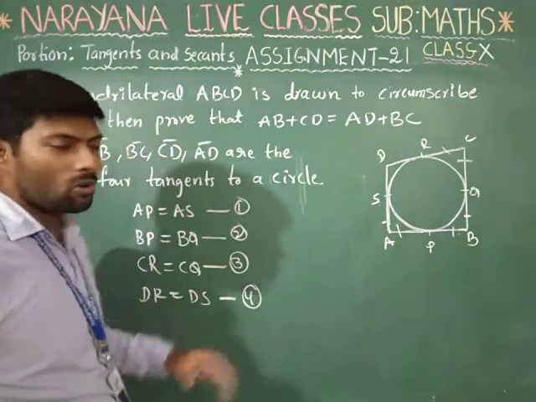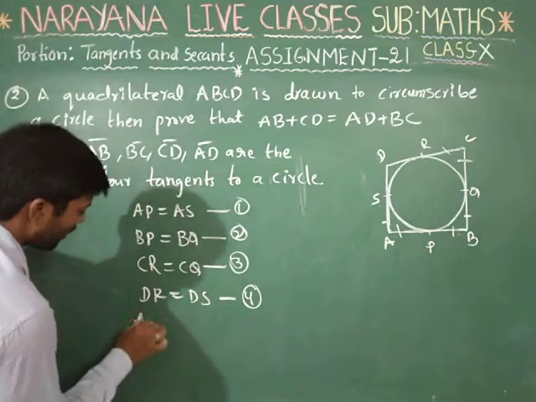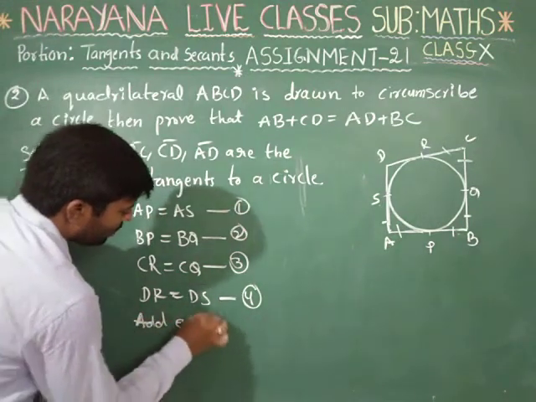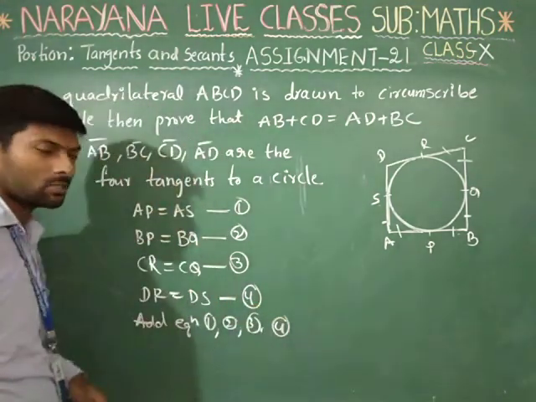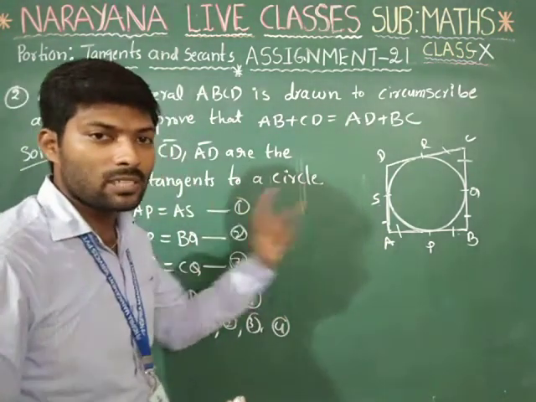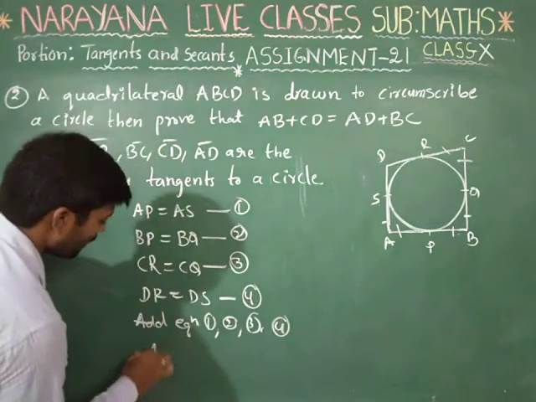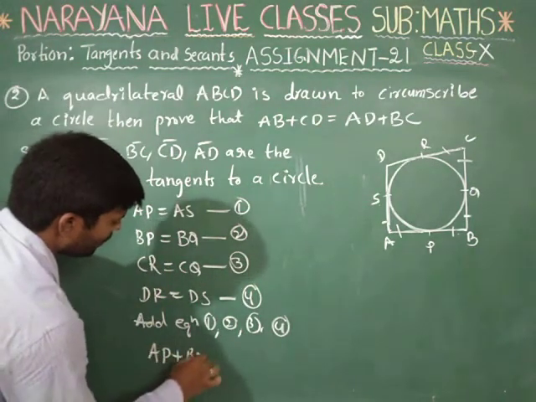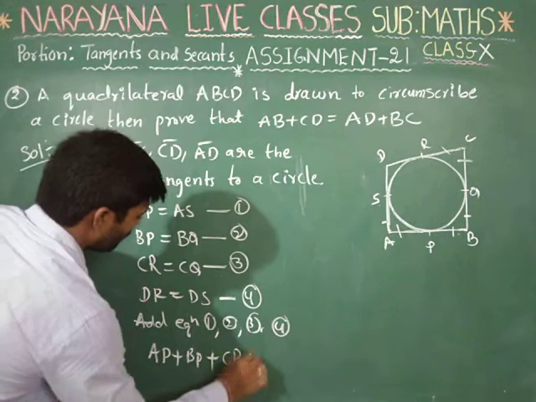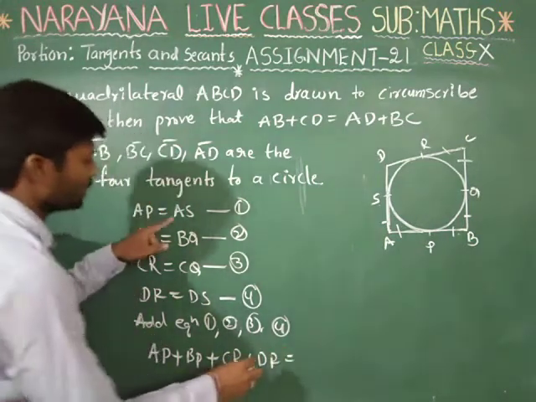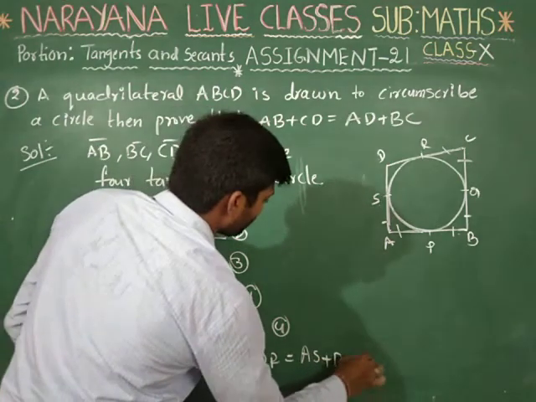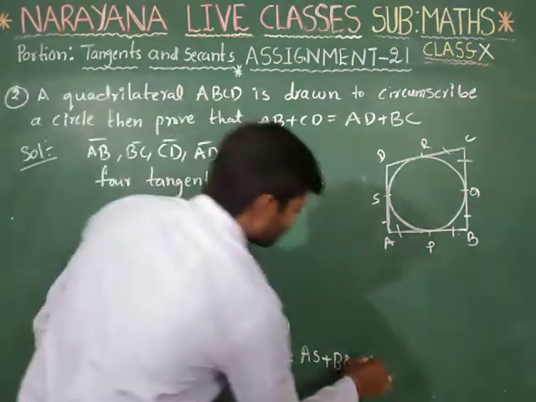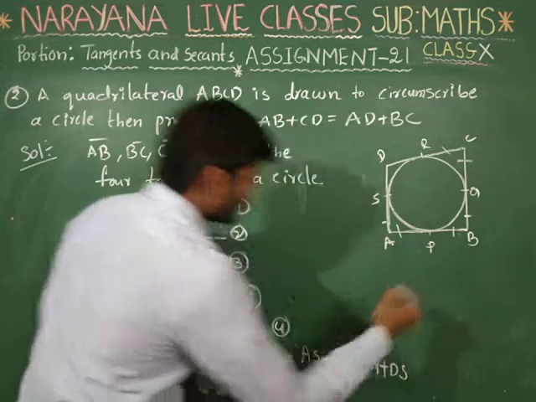Now we have to add all these four equations, equations 1, 2, 3, 4. So you can add all the respective right side parts as well as left side parts. That is AP plus BP plus CR plus DR, which is equivalent to, what is our RHS? That is AS plus BQ plus CQ plus DS.